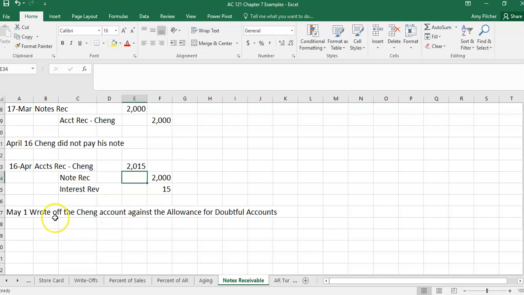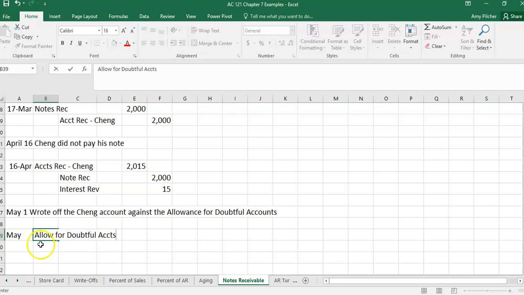On May 1st, we write off that account against allowance for doubtful accounts. So we're going to record a debit to allowance for doubtful accounts and a credit for that accounts receivable.